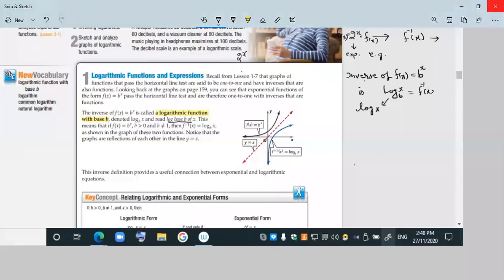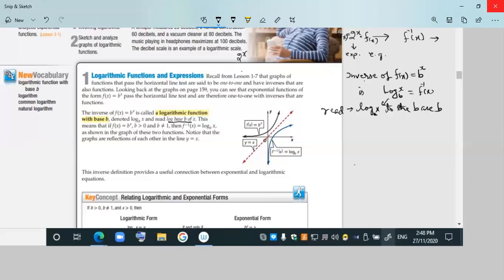So in a logarithmic function, f(x) = b to the power x is the exponential, and the inverse of this is called the log. It is read as log x to the base b. Don't write here log x to the base b.